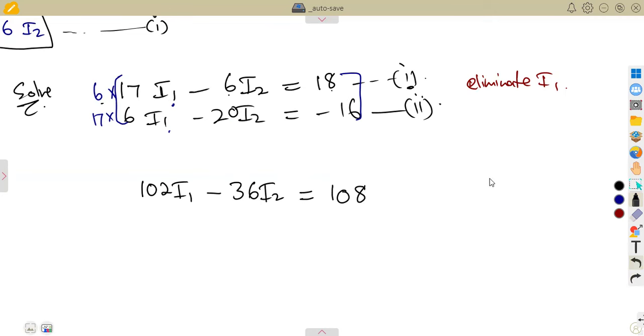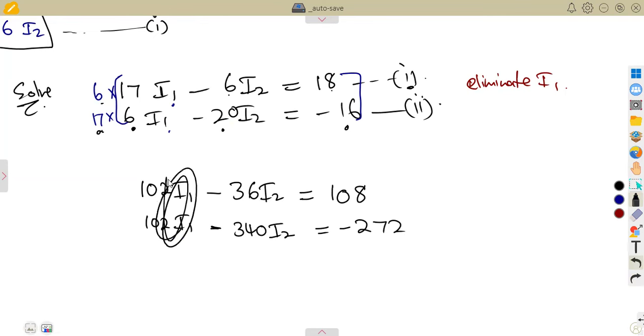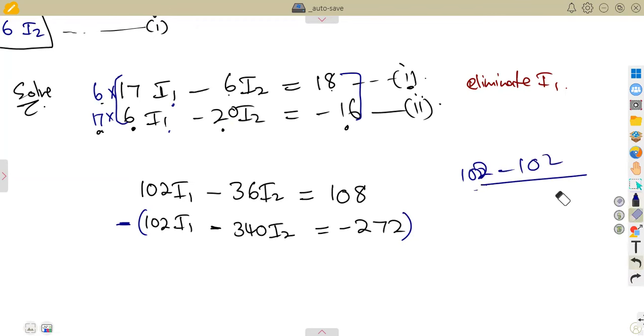We are done with the 6 multiplying the first equation. You can even name this equation 3, equation 4 if you want. 17 multiplies 6, that's 102 I1. 17 and the minus 20, that's minus 340 I2. 17 and minus 16, that's minus 272. So the I1 parts from the two equations are the same, so we can eliminate. Are we going to subtract or are we going to add? These two numbers are positive, so 102 minus 102 is 0. So you're going to subtract.